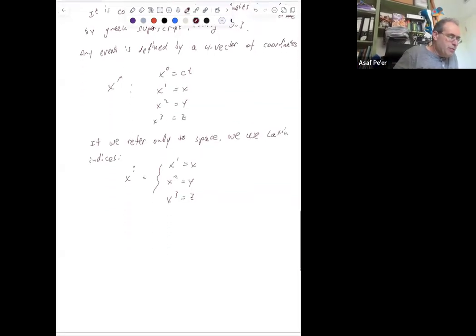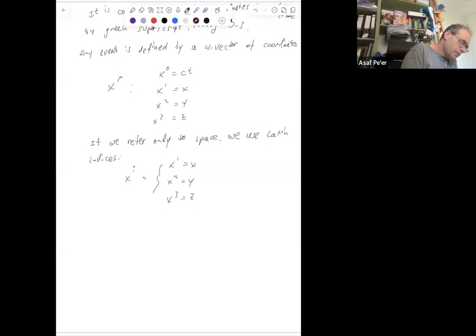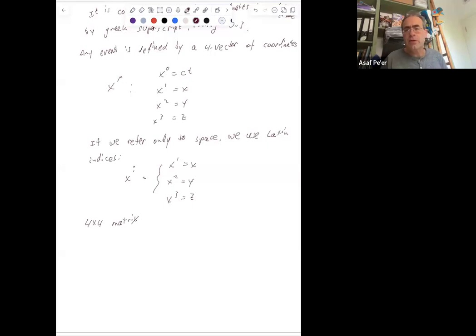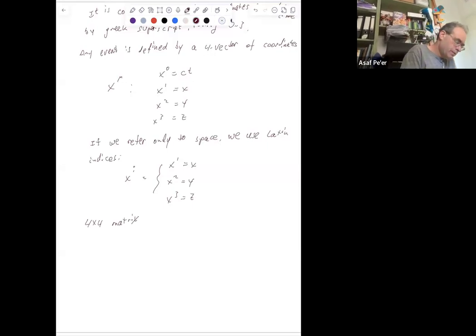Another notation which is quite convenient for us is to introduce a 4x4 matrix, which has a name. It's called the metric. We introduce a 4x4 matrix, which we call the metric.